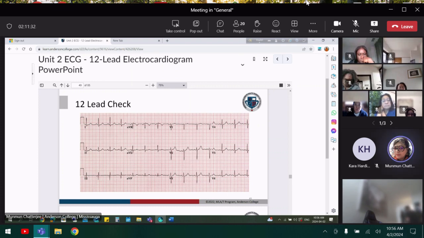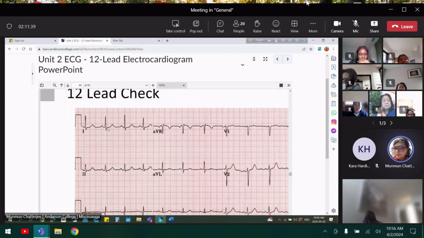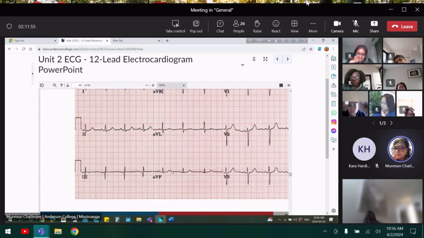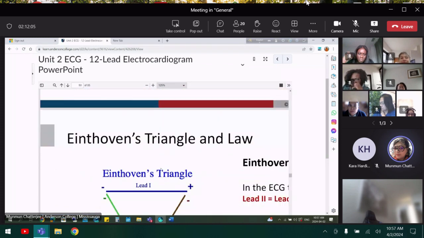Let me make it a little bit bigger. So if this is the baseline, this is the baseline, right? AVR is giving the negative deflection. When the AVR started, it is giving the negative deflection. AVL is giving the positive deflection from here to here. And this one is biphasic. You can see how it's giving you the top and bottom the same. This is called the biphasic. Okay.